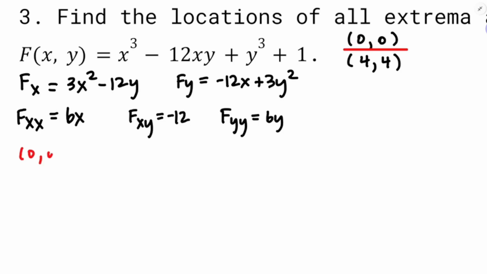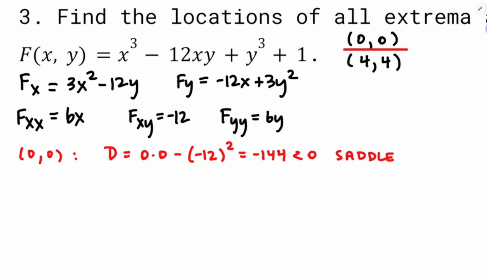At 0 and 0, if I take fxx times fyy minus fxy squared, well, fxx and fyy are both going to be 0, so actually maybe I'll just show it, but I know it's going to be a negative number and therefore a saddle. So that determinant is going to be 6 times x, which was 0, times 6 times y, which was also 0, minus fxy, which was -12, squared. Well, I'm still subtracting 144, and so that will be -144. And that's less than 0, so I conclude there is a saddle point there.